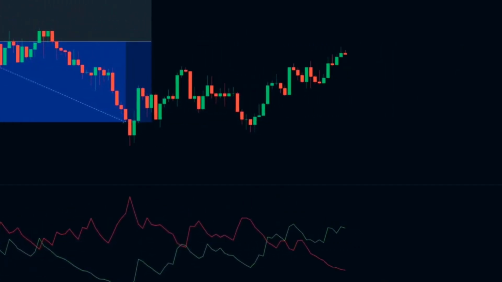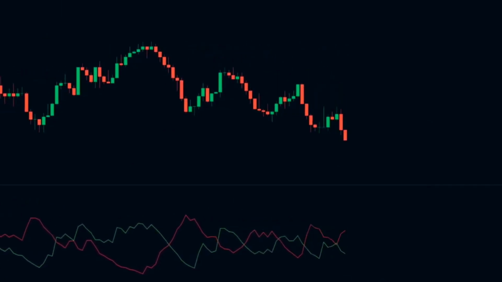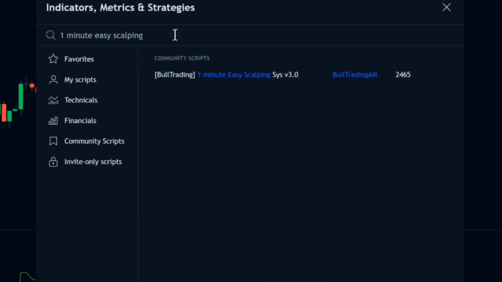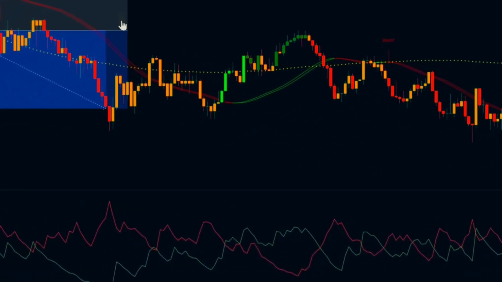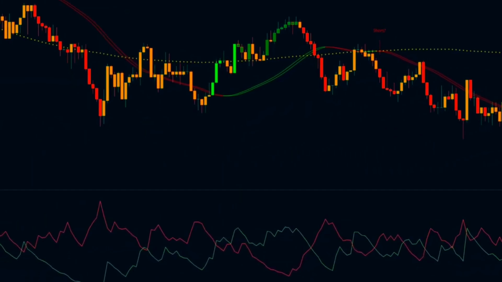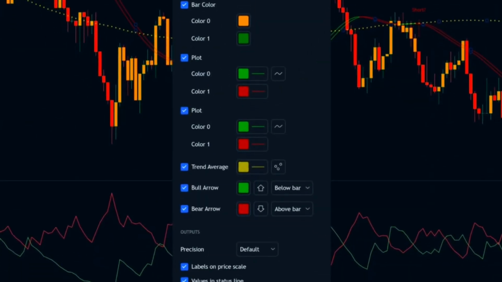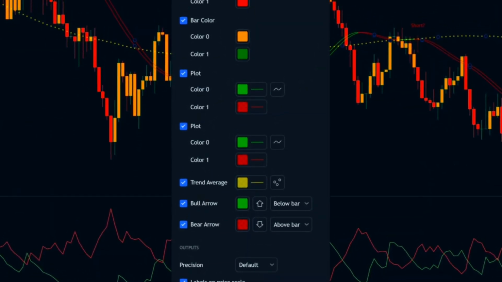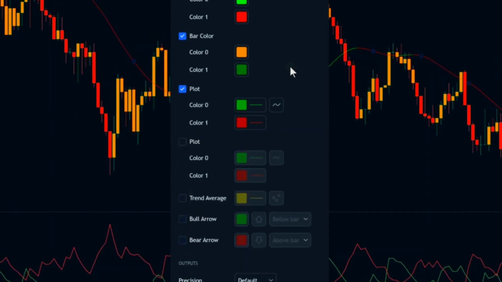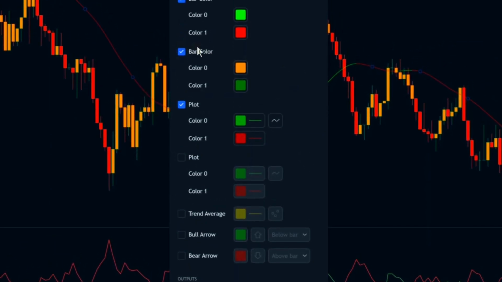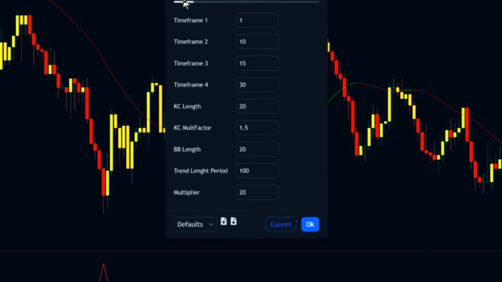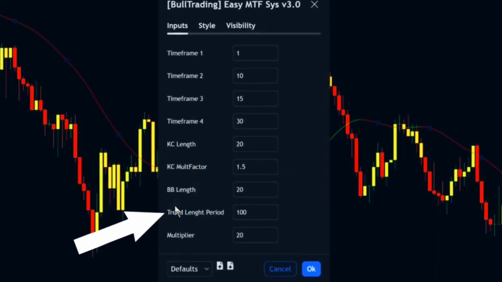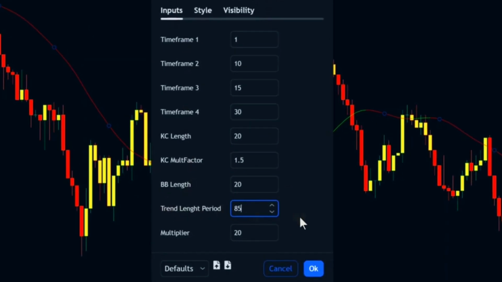To filter out false signals, we'll use a short-term trend and momentum filter indicator. In the indicator search tab, type in 1 minute easy scalping and select the one by Bull Trading. This indicator has several components we don't need, so let's tweak the settings. In the style tab, uncheck the last 6 options and change the second bar colors to yellow. Then in the inputs tab, reduce the trend length period to 85 and click OK.